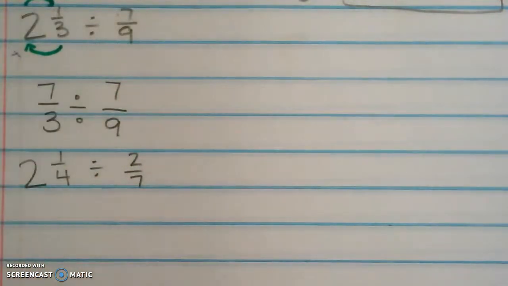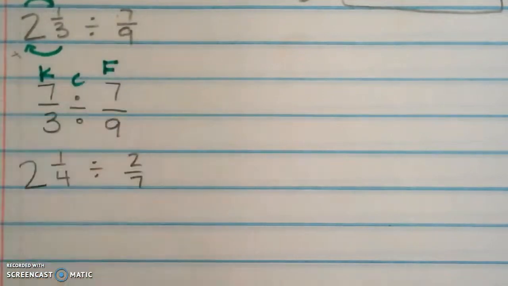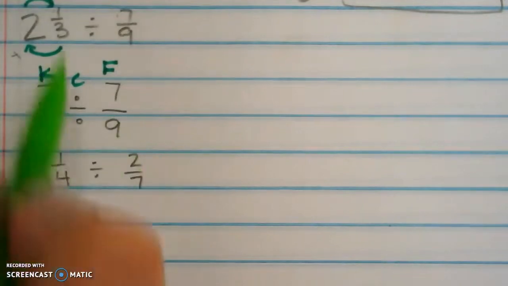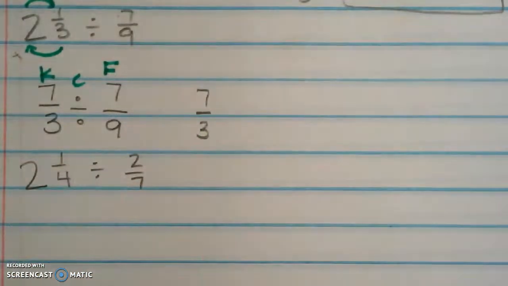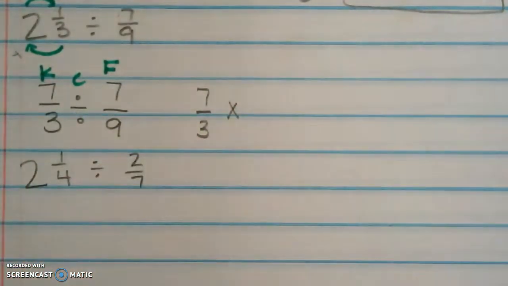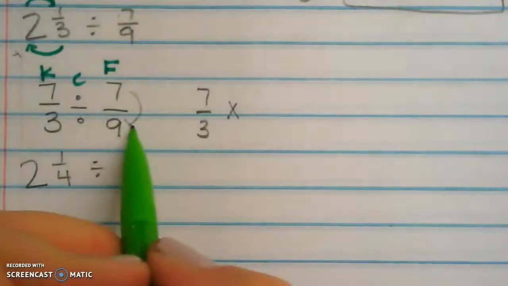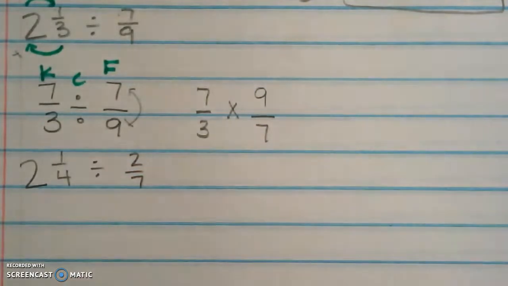Once we get here, that's where you need to keep, change, flip, or multiply by the reciprocal of the divisor. So 7/3 stays 7/3. I'm going to change the operation from division to multiplication, and then I'm going to flip, or take the reciprocal of, that second fraction. So now instead of 7/9, it's 9/7.